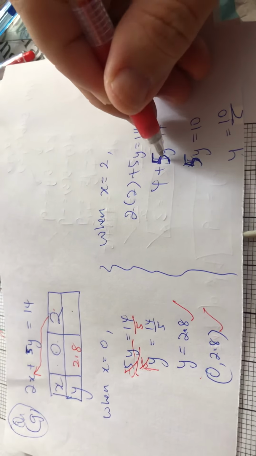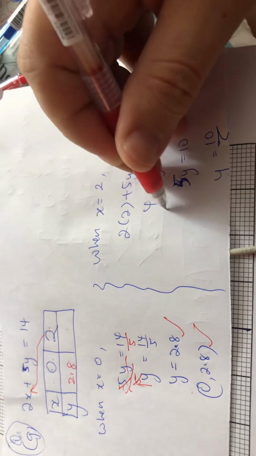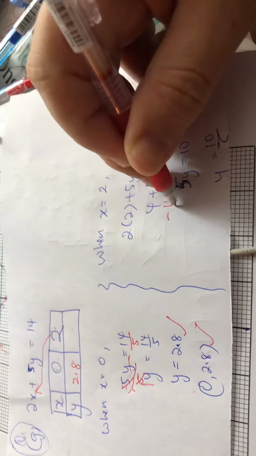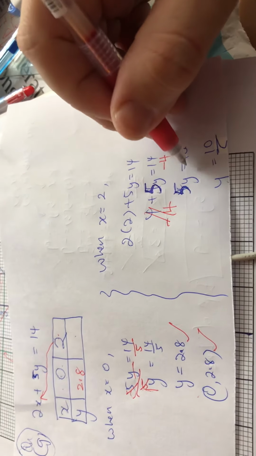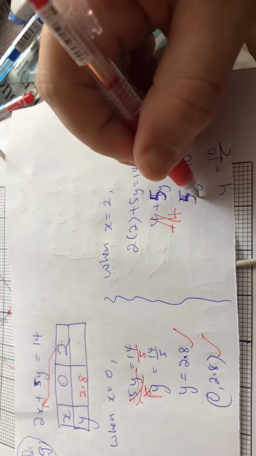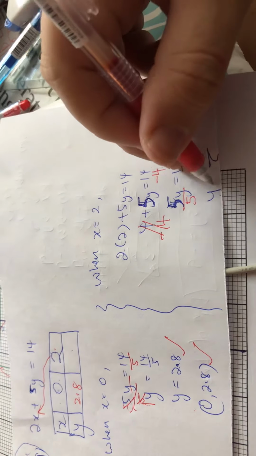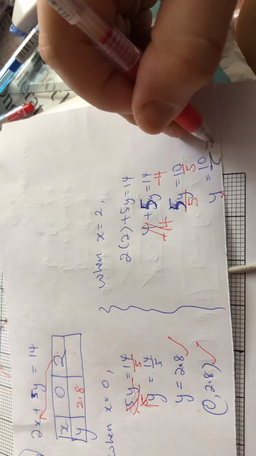Okay, and again, I want to find y. I don't want the number here, so I minus 4 on both sides. This will disappear, and this will give me 10. And I don't want the 5, so I divide by 5, and that will give me y equals 10 over 5, that will give me 2.